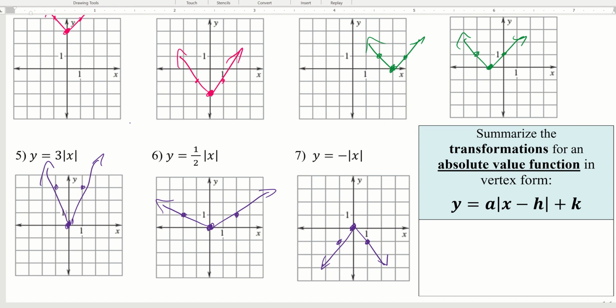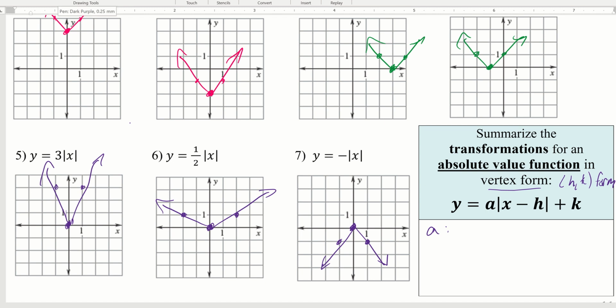Okay. So I did them all in different colors on purpose, right? So this is what we call our absolute value in vertex form. Sometimes you'll hear it in HK form. Okay, so those two mean the same thing. So a few of our highlights here is A does two things, right?